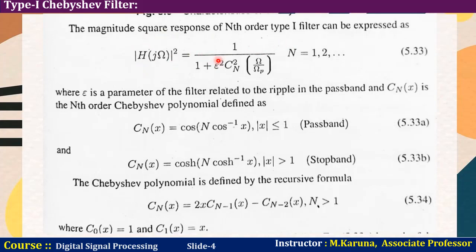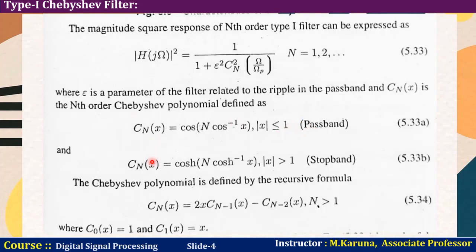This is the magnitude response of nth order type 1 Chebyshev filter, given as modulus of H of j omega squared equal to 1 by 1 plus epsilon squared Cn squared of omega by omega p, where epsilon is the parameter of the filter related to the ripple in the passband, and Cn of x is the nth order Chebyshev polynomial, which is defined as Cn of x equal to cos of n cos inverse x for modulus of x less than or equal to 1 in case of passband.